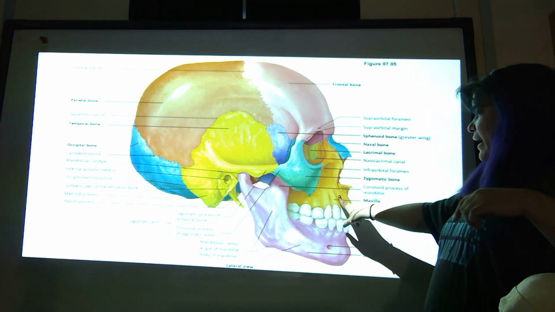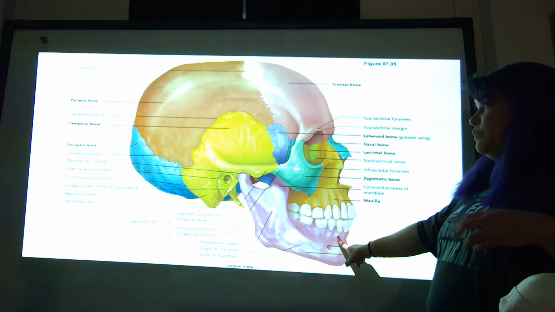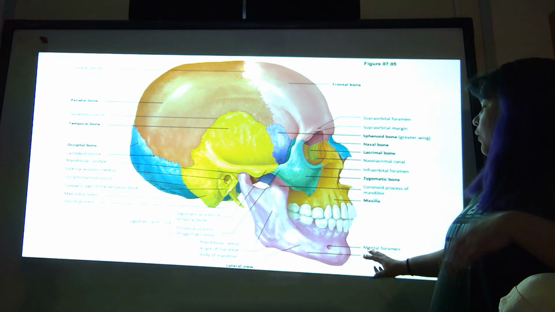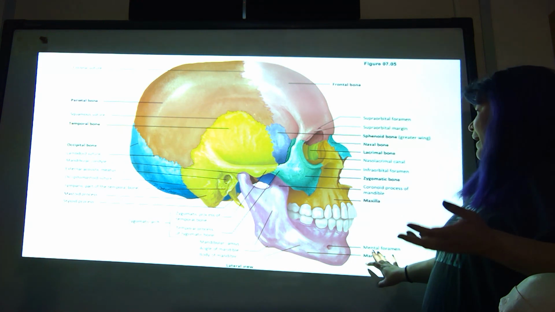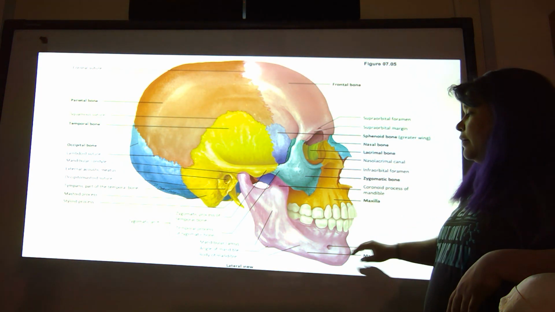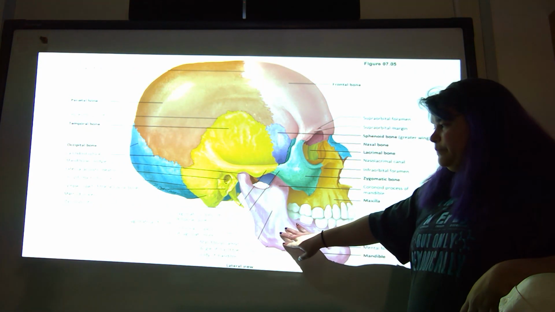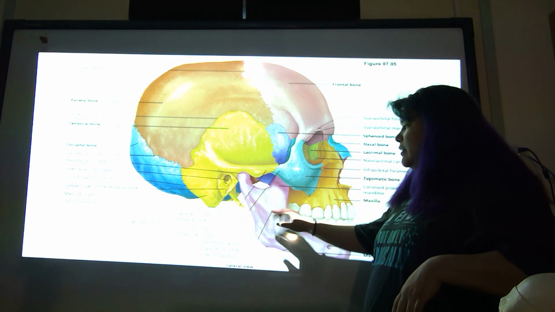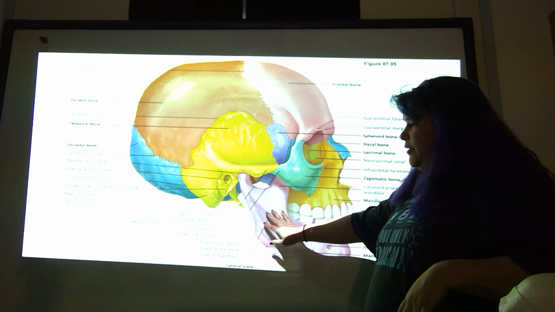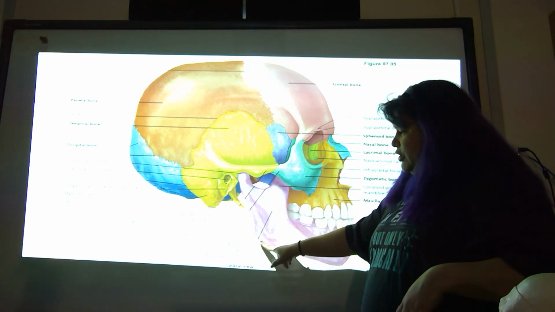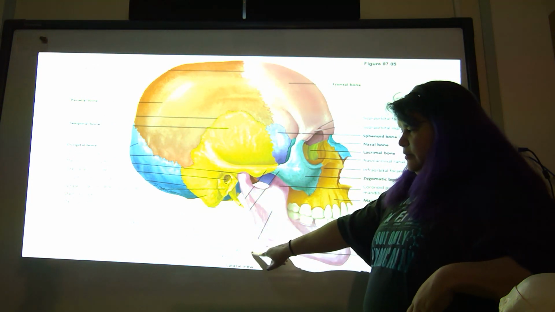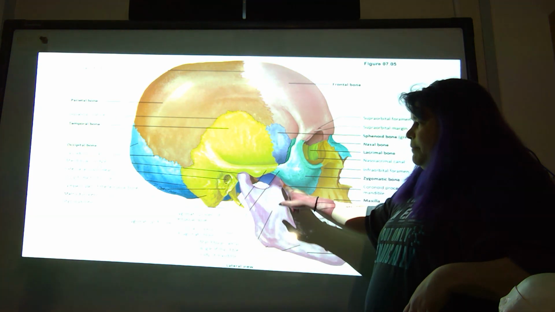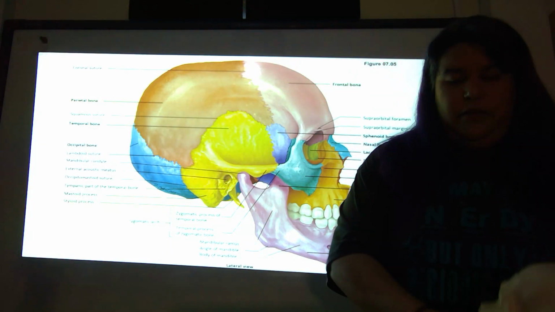Let's see, the maxilla, the mandible, again, hasn't changed, but, oh, and the mental foramen, again, hasn't changed. Here's the body of the mandible. The mandibular ramus is this flat portion here. The angle, see how it changes angles here? That's the angle of the mandible. Now, this actually goes up and forms a joint.